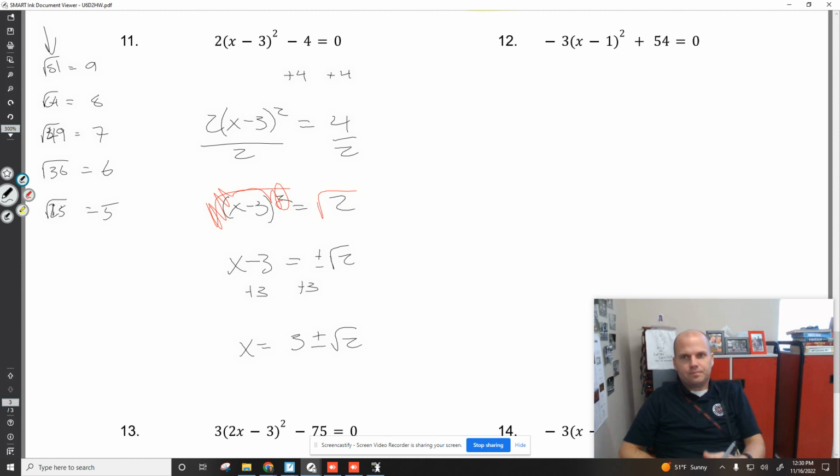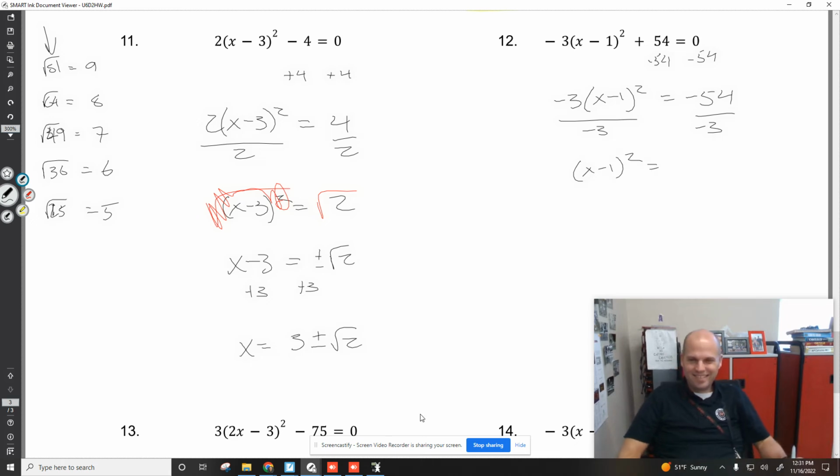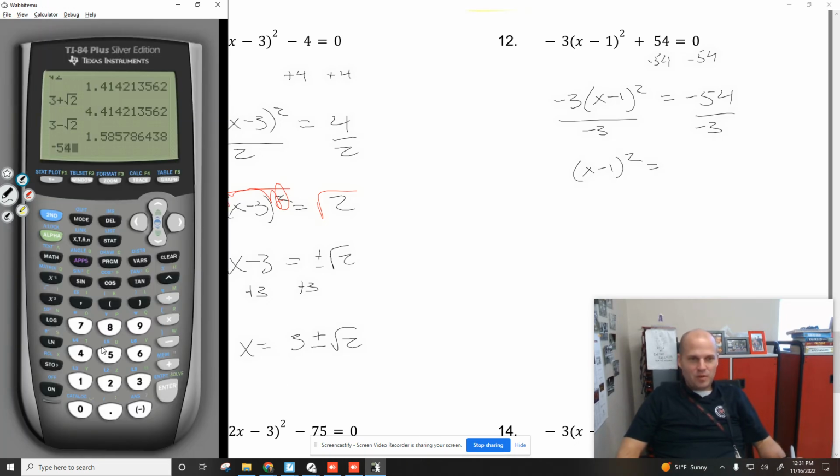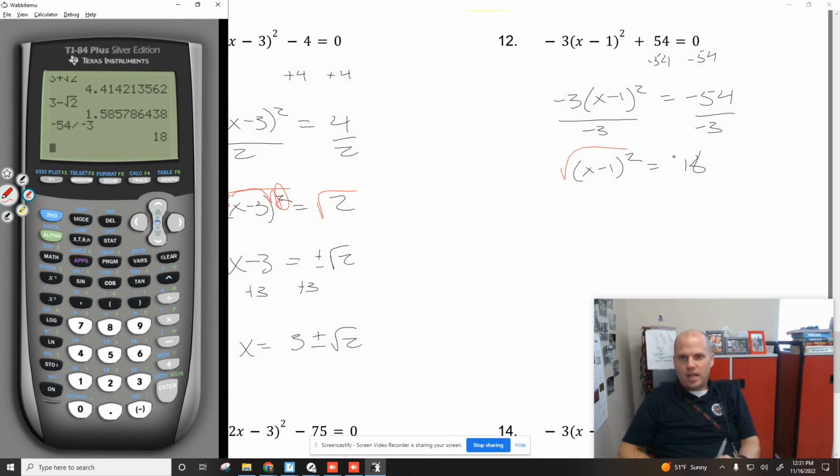Okay, let's look at this guy. What do we got going on here? This plus 54, let's get rid of that. Divide by 3, negative 3. Okay, before we do anything, negative 54 divided by negative 3. 18, okay, 18. We are ready to square root both sides. Gets rid of the square, gets rid of the parentheses, leaving us with just x minus 1.